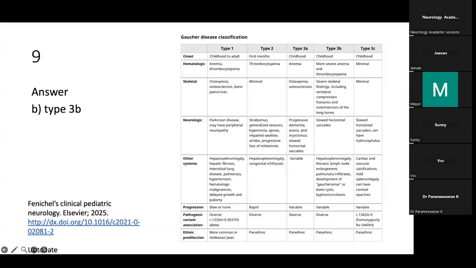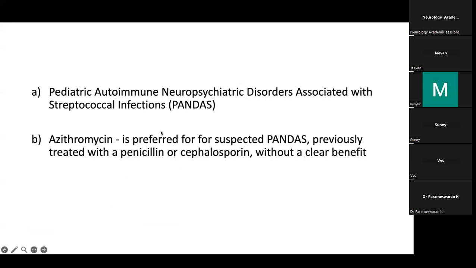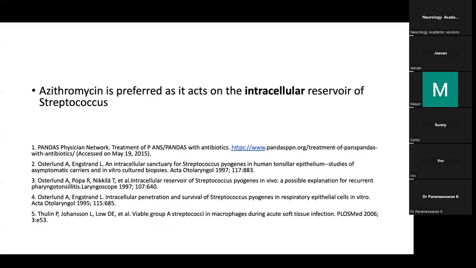Question 10, a 7-year-old child with fever and sore throat was managed outside. After 3 weeks, had sudden onset involuntary movements of shoulder. The likely diagnosis is PANDAS, pediatric autoimmune neuropsychiatric disorders associated with streptococcal infection. And the preferred treatment option is azithromycin in a patient who was previously treated with penicillin or cephalosporin without a clear benefit. As azithromycin or clindamycin acts on the intracellular reservoir of the streptococcus, this is the treatment of choice in this condition.